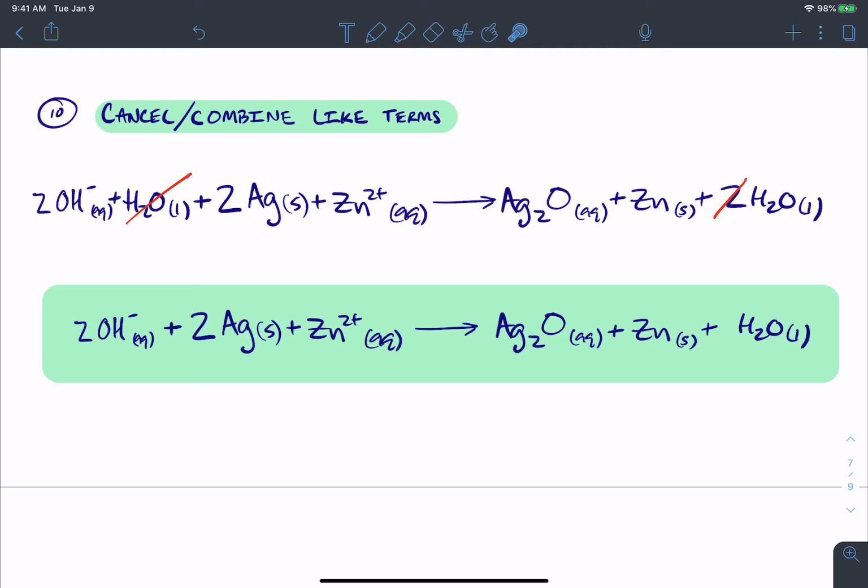Once we cancel everything out that appears on both sides, then it's just a matter of, again, taking everything that's left over, bring it down, everything that's left over, bring it down, and then what we're left with is the balanced reaction, but this time in basic media.